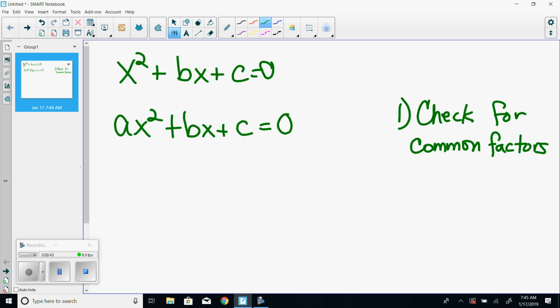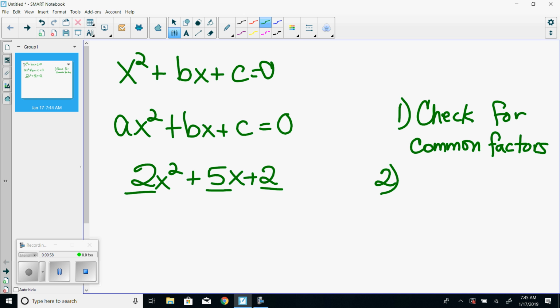So if I give a problem like 2x squared plus 5x plus 2, I need to check and see if these have any common factors in them. If they don't, then I can move on. If they do, I need to pull it out, factor it out, like we would say maybe the reverse distributive property. So that one doesn't have it.